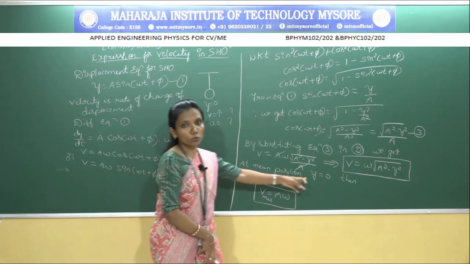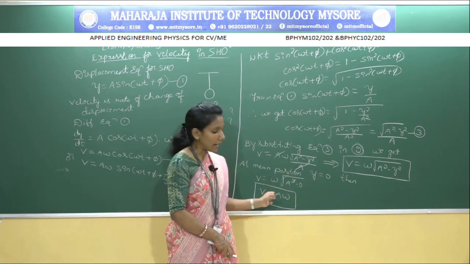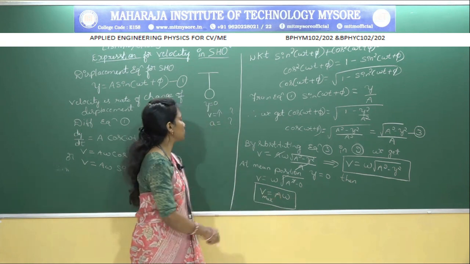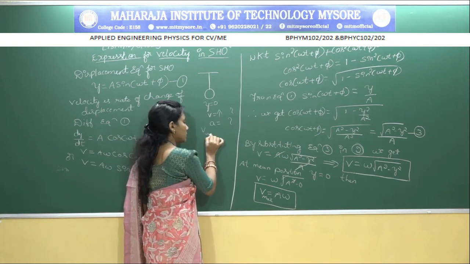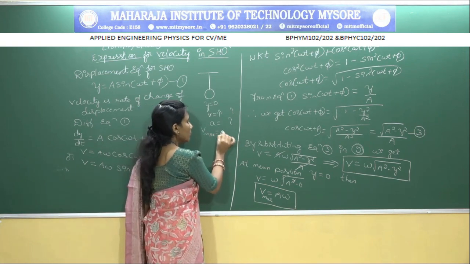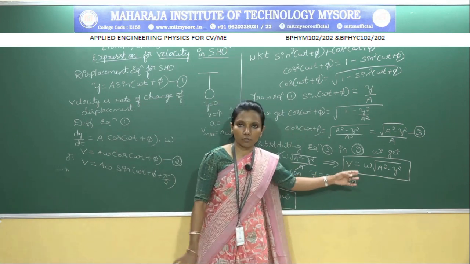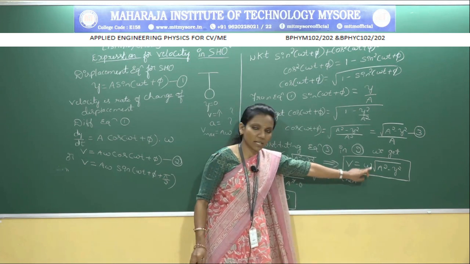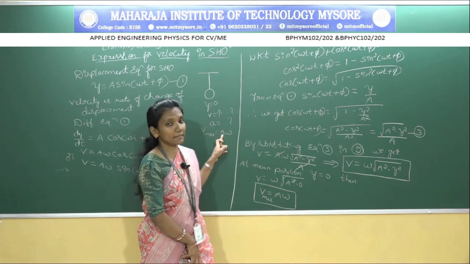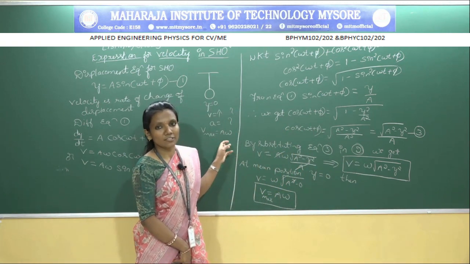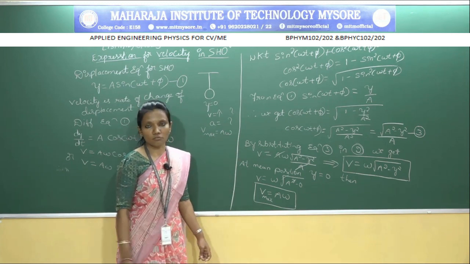So at the mean position, the displacement is 0, and in that case the velocity will be maximum. So what we got, v max is equal to a omega. At this position, the velocity will be a omega in a simple harmonic oscillator. But the general expression for velocity for a simple harmonic oscillator is v is equal to omega root of a square minus y square. But at mean position, the velocity will be v is equal to a omega. So this is the expression for velocity.